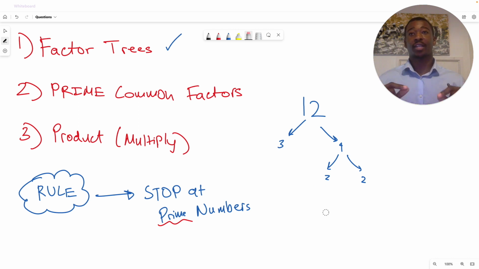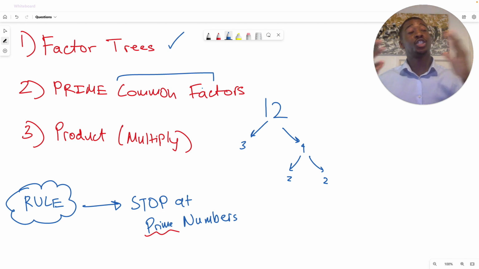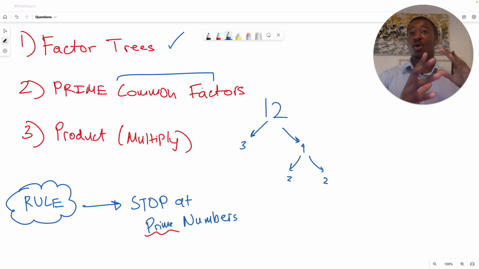We draw our factor trees for every single number. Now, after we've drawn our factor trees, our second step is to identify our prime common factors. And don't let this scare you. We can break it down step by step. Prime common factors. Prime meaning a prime number. We know what prime numbers are. Common factors simply meaning these are factors that are shared across both factor trees. So prime number shared across both factor trees.